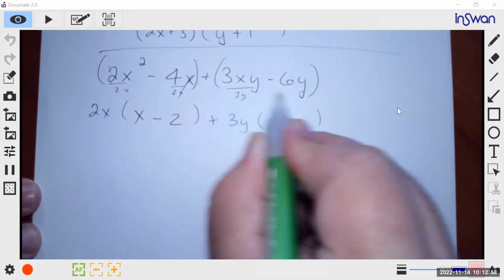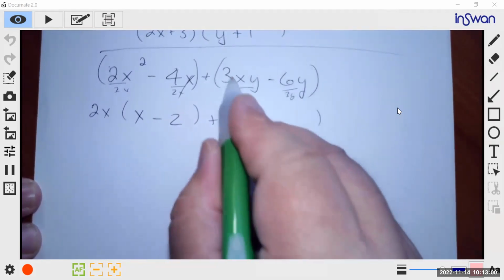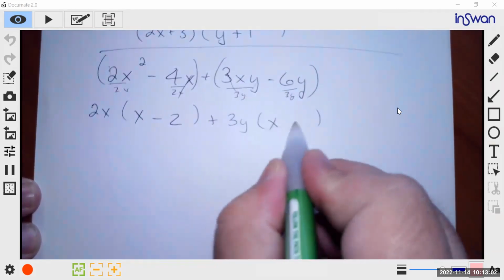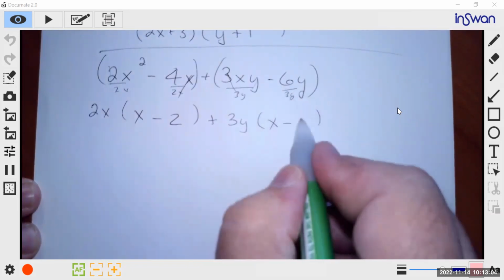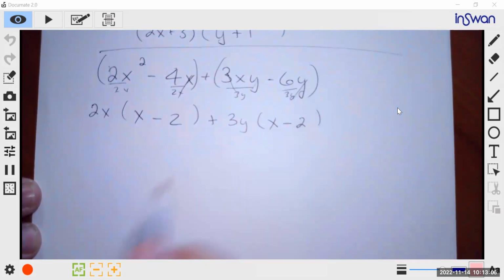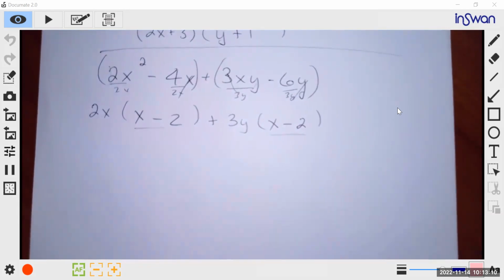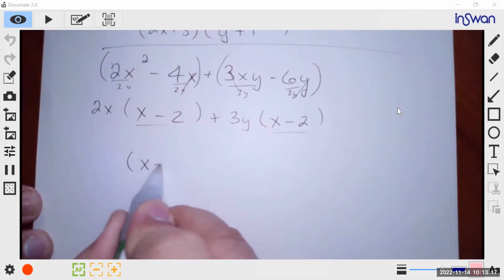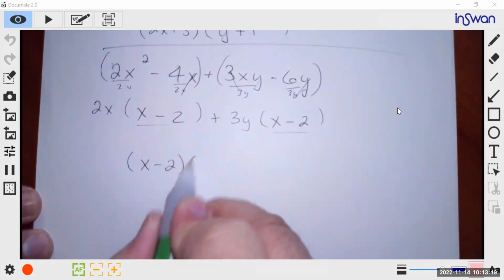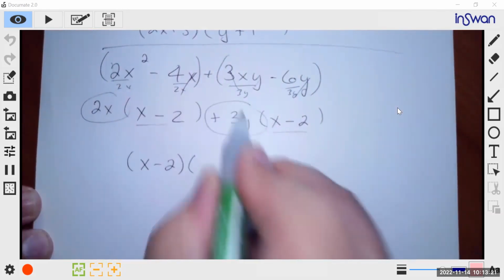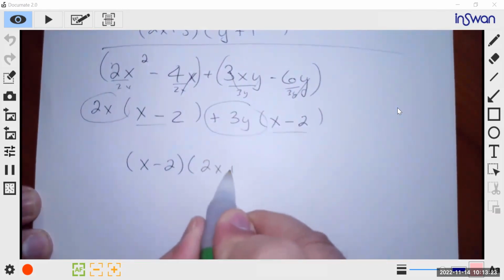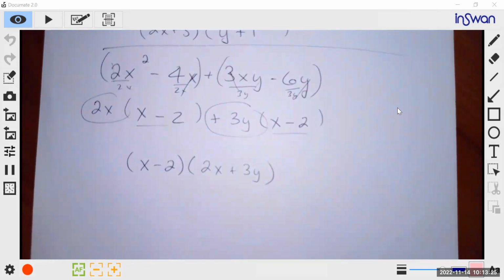Divide both by 3y. The 3's gone, y's gone, so just x. 6 divided by 3 is 2. The y's are gone. This is what's more important. If we don't have that, we can't go any further. Whatever's inside the parentheses has to be the same. So now, since both of those are the same, I just put the coefficients in the second parenthesis. And there's my factor.